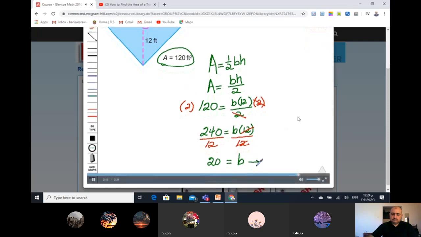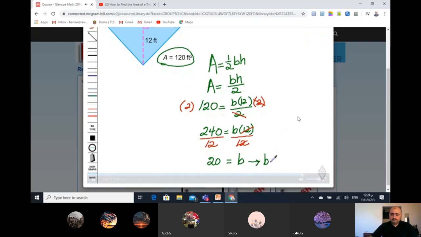Therefore, the missing dimension, or the base, of this triangle is equal to 20 feet.